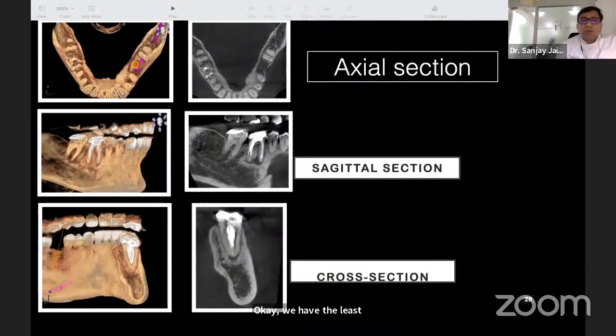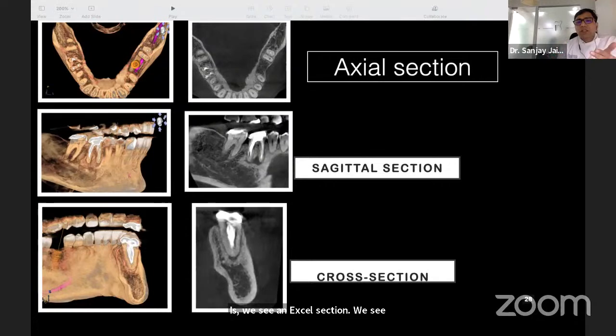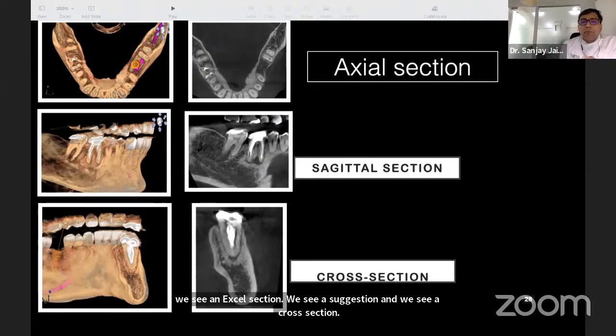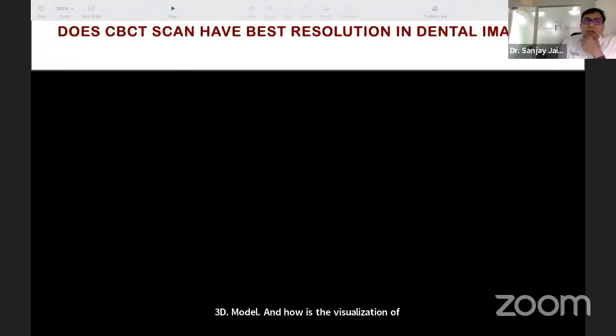So what we see on a CBCT image when we plan for an implant is an axial section, a sagittal section, and a cross section. And these 3 images form the backbone of how this model is 3D modeled and how the visualization of your implant is seen.